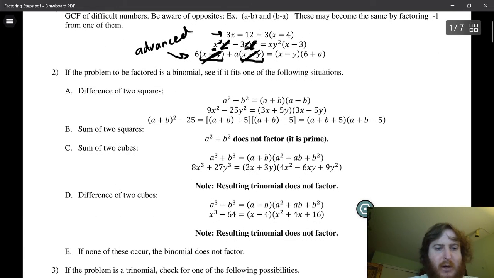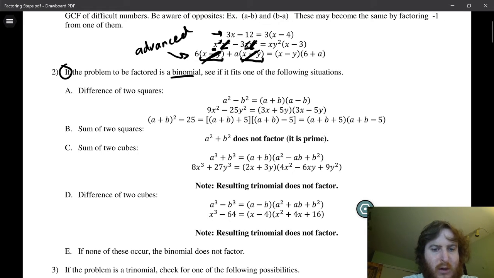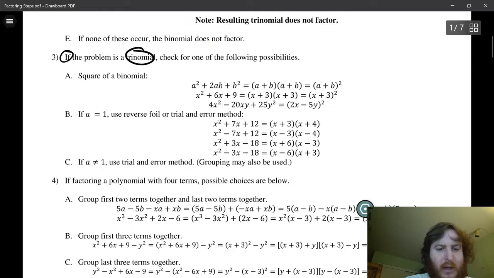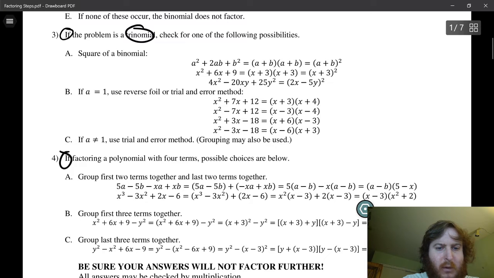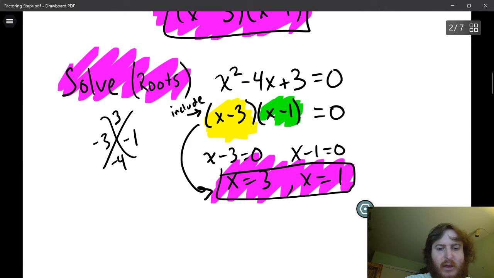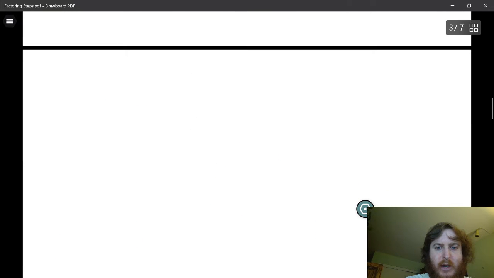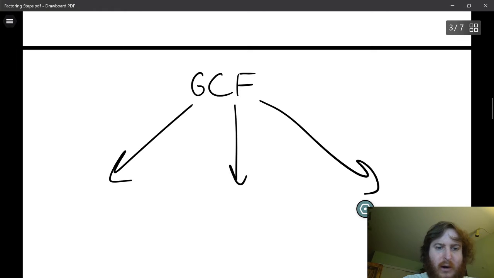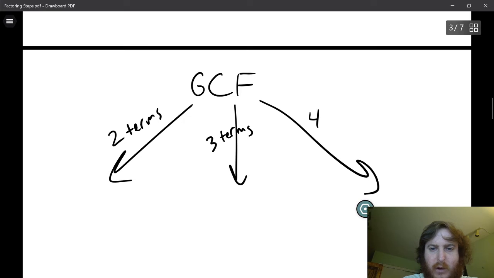Okay, after the first step, you're going to see these words: if the problem is a binomial, meaning that there are two terms; if the problem is a trinomial, meaning three terms; and if the polynomial has four terms. What I like to think of this as is like a tree. Step one is always look for greatest common factor. And then after that, think, okay, how many terms are there? Are there two terms? Then we're going to have some ideas. Are there three terms? Then there are other options. Or are there four terms?